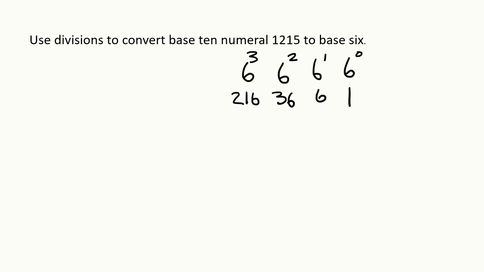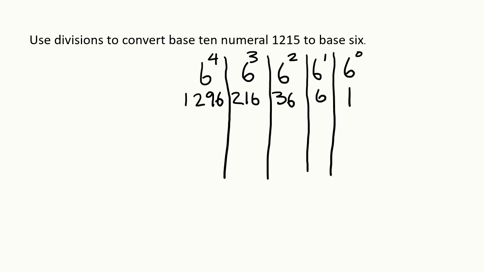We still haven't found a place value that's larger than 1215, so I'm going to keep going until I do find that place value. 6 to the fourth is 1296. This is the first place value that's larger than our numeral. I'm going to block this place value off, because we're not going to use that. We're going to start with the place value 216. We want to know how many 216s are in 1215. We're going to use division to find this out.